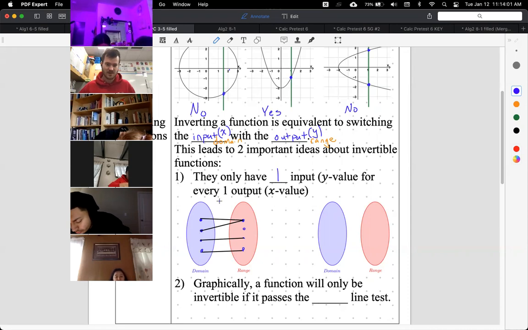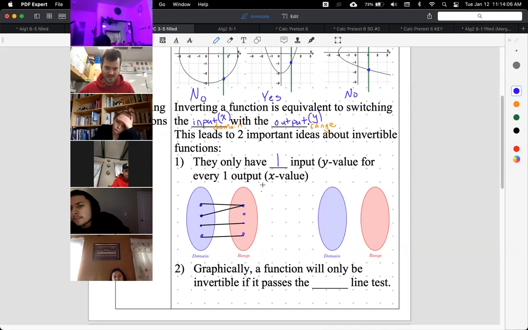So this function right here is a function, but the problem is this is not invertible. Let me label this one. This one is not invertible.